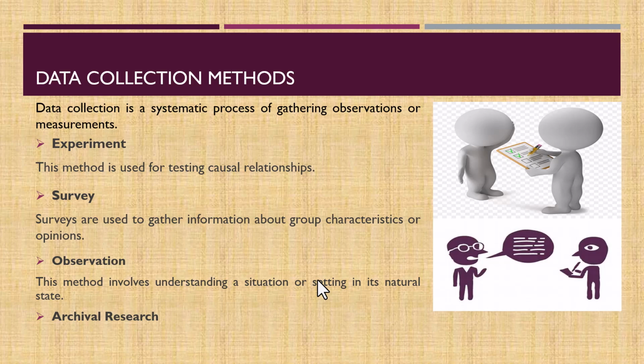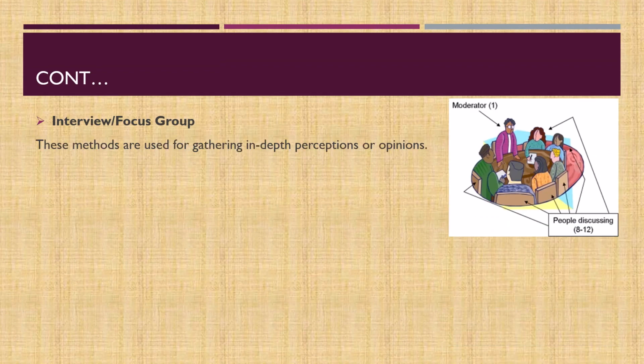We have archival research, a method that involves studying historical events or practices. You have information stored somewhere, and that's what you're reviewing to get data. We have interviews or focus group discussions. As you can see in the picture, a moderator is asking questions as the participants discuss. He is recording, and after that he can transcribe the information into text so it can be analyzed. These methods are used for gathering in-depth perceptions or opinions, like combined opinions.